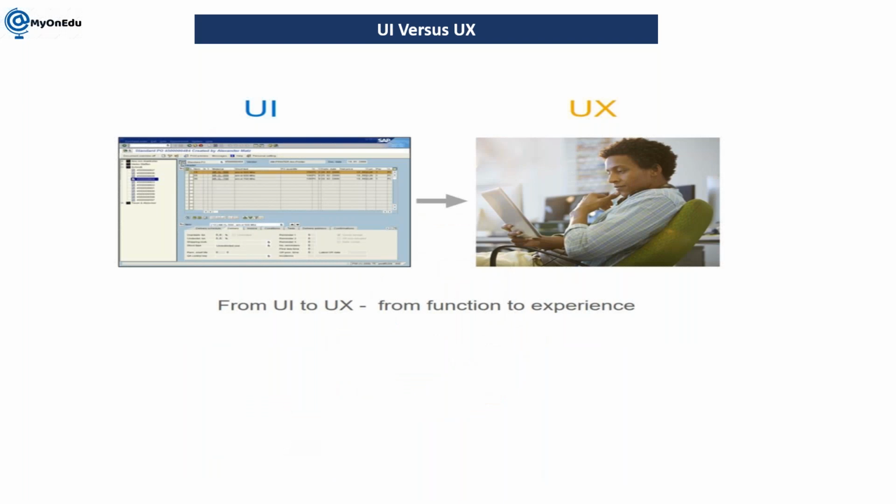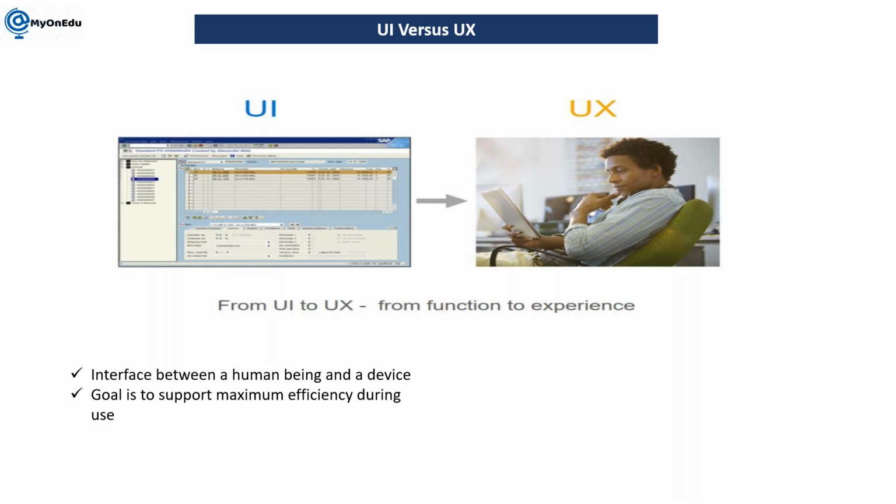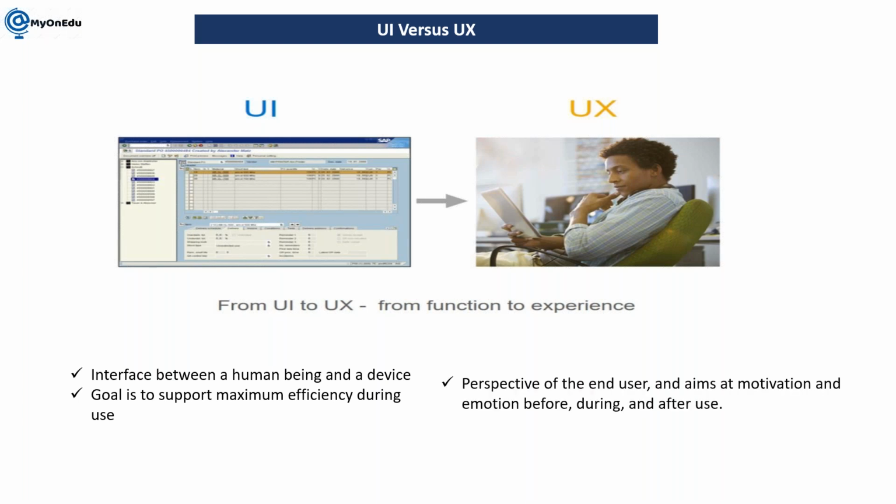So how has it changed from UI to UX, user interface to user experience? From functions to experience. Previously we were just focusing on the functionality, but now it's in addition to experience also. Functionality has to be there, but experience is also supposed to be there. The interface between a human being and a device was the major interaction, and the goal was to support maximum efficiency during use. But now it's the perspective of the end user, and the aim is to motivate my end user so that they can use it to the maximum, as required by the business process implementation.